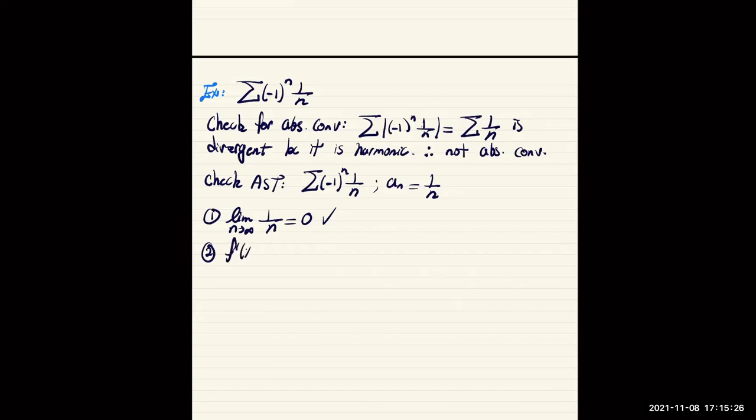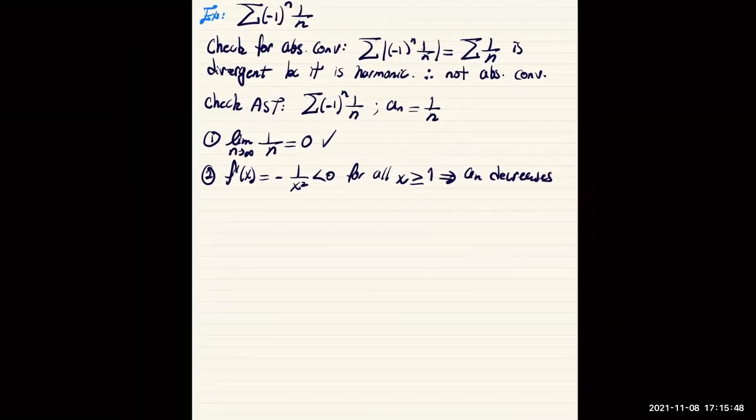F prime of x is negative 1 over x squared. That is less than 0 for all x greater or equal than 1. Therefore, a sub n is decreasing. All right, so AST says that the series is convergent, and it's by AST.